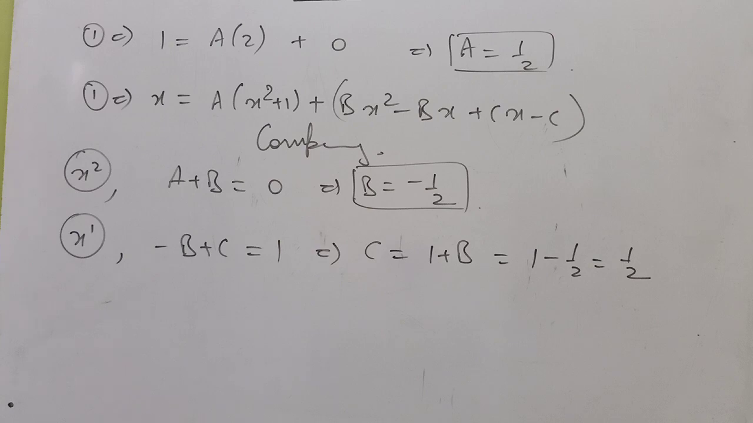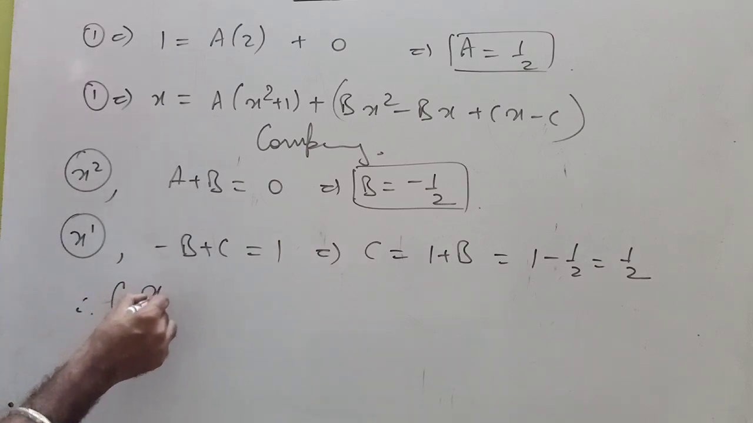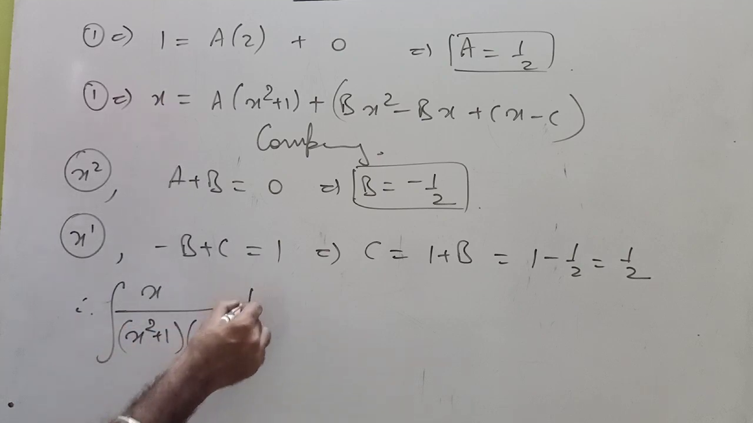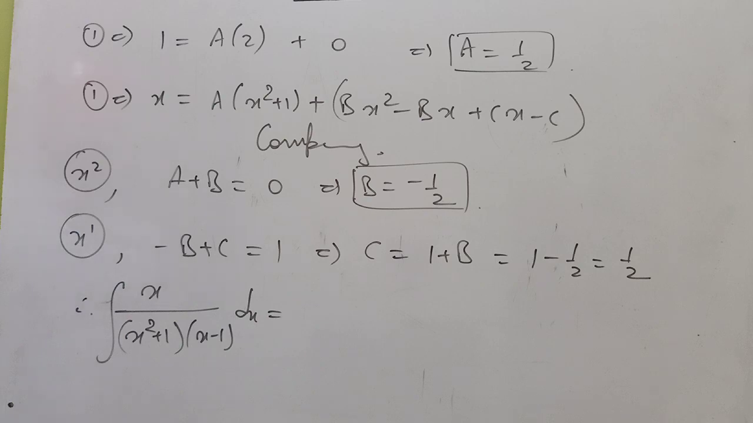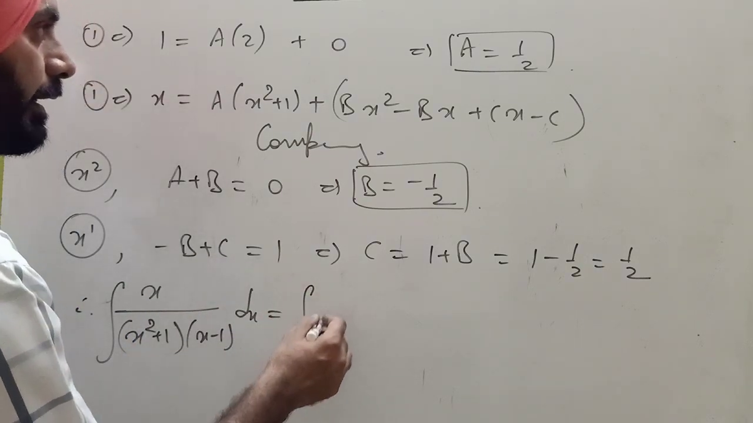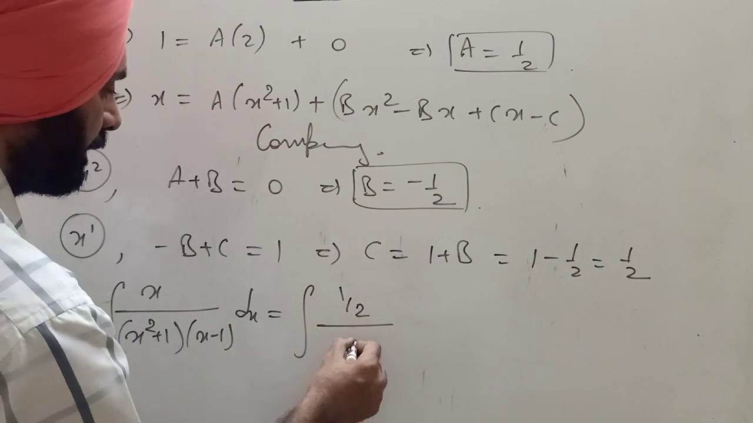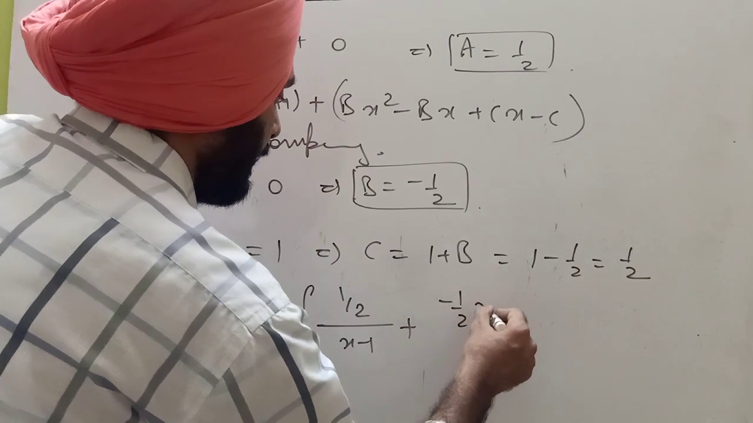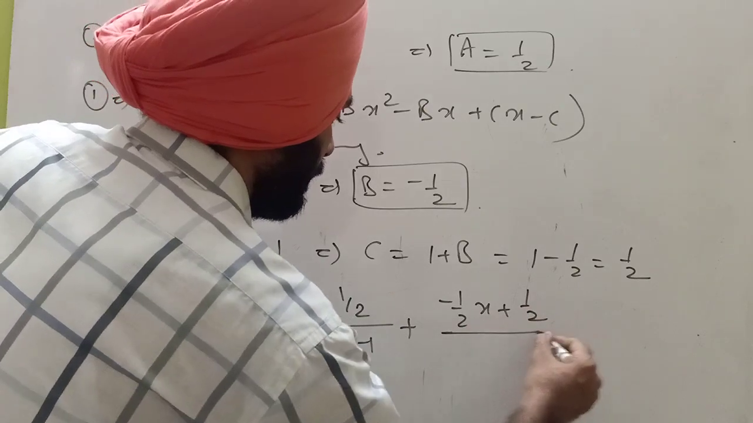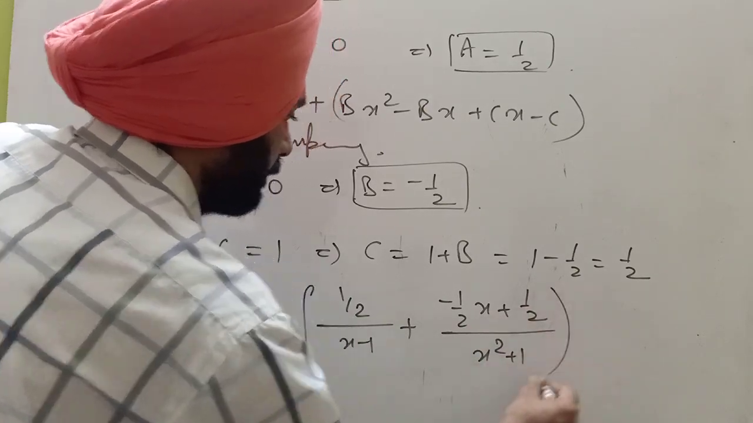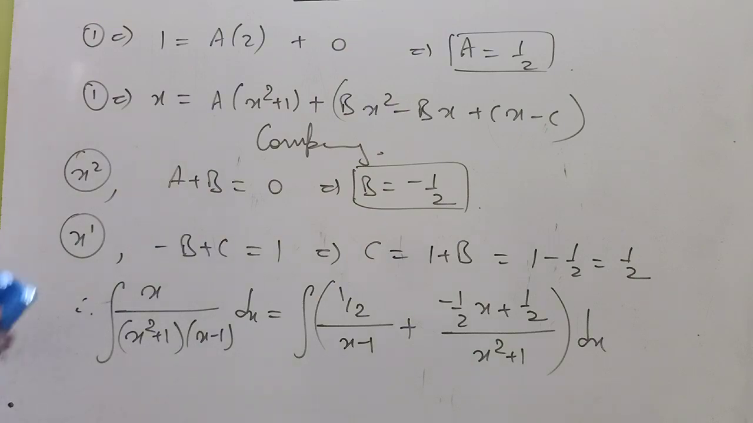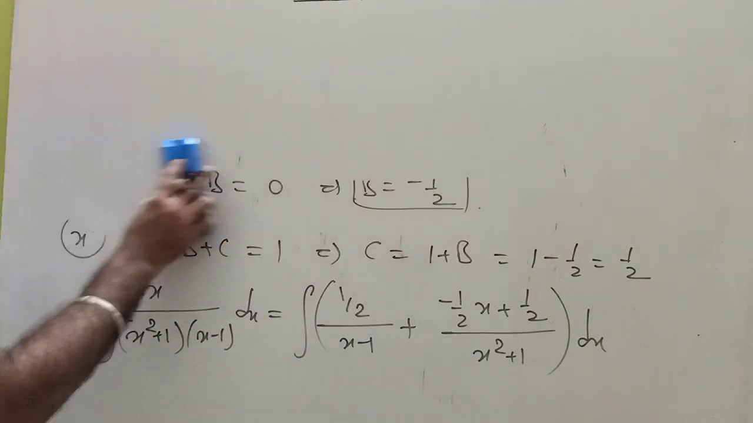So our question was the integral of x over (x square plus 1) into (x minus 1) dx is equal to, we have written that a over, a is 1 by 2, over x minus 1, plus (bx plus c) over x square plus 1. So this is the partial fraction. Now we have to integrate.